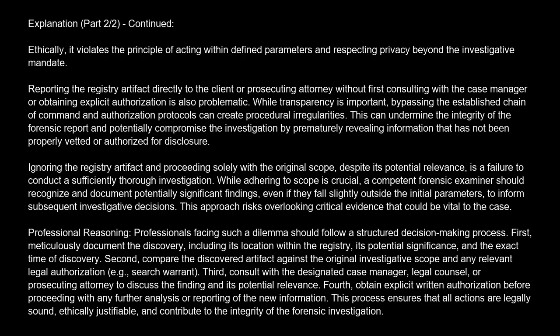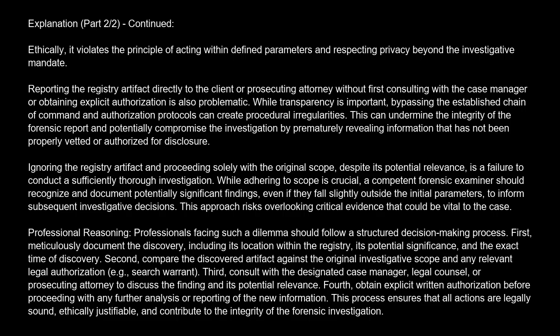Ignoring the registry artifact and proceeding solely with the original scope, despite its potential relevance, is a failure to conduct a sufficiently thorough investigation. While adhering to scope is crucial, a competent forensic examiner should recognize and document potentially significant findings, even if they fall slightly outside the initial parameters, to inform subsequent investigative decisions. This approach risks overlooking critical evidence that could be vital to the case.